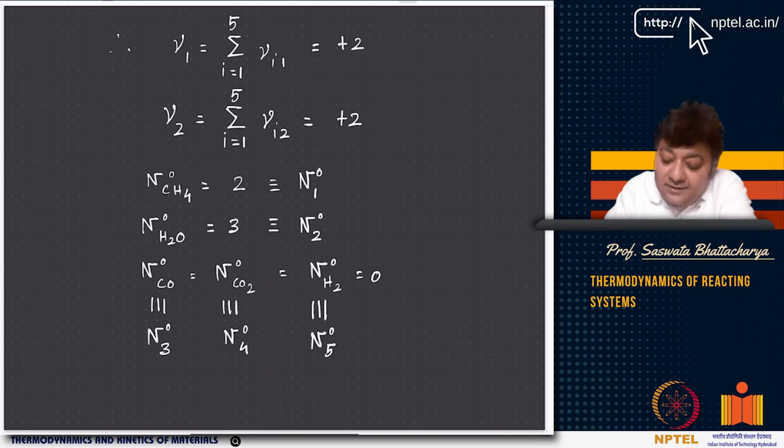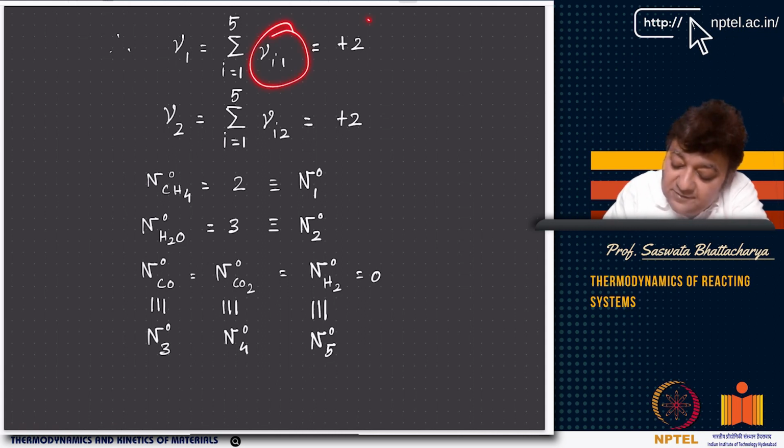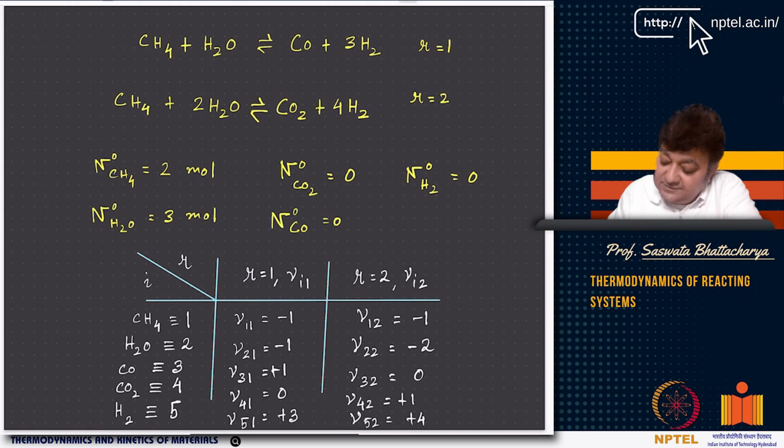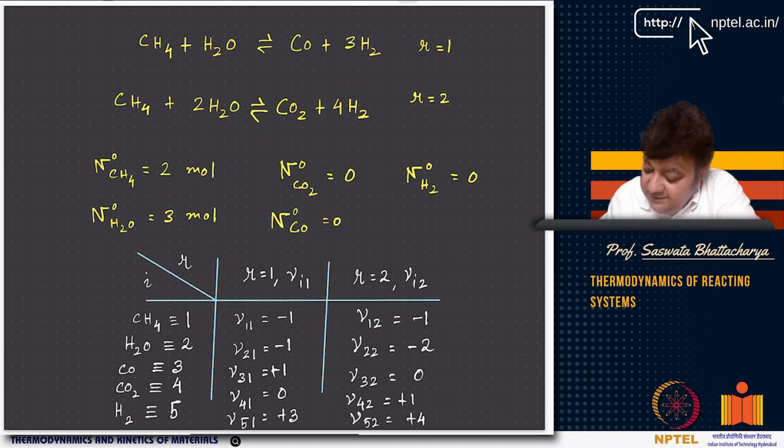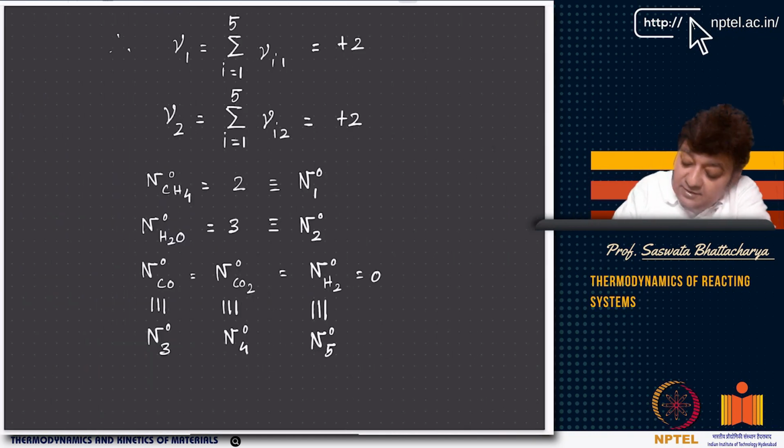Now you have nu 1, which is the stoichiometric coefficient for reaction 1. It is the sum over I equal to 1 to 5 of nu I1, and the resulting stoichiometric coefficient is +2. Why? -1 plus -1 is -2, -2 plus 1 is -1, -1 plus 3 is +2. So nu 2 also, if you look at that, -1, -2, -3 and +5 is +2. So for R2 it is +2, and for R1 it is also +2.